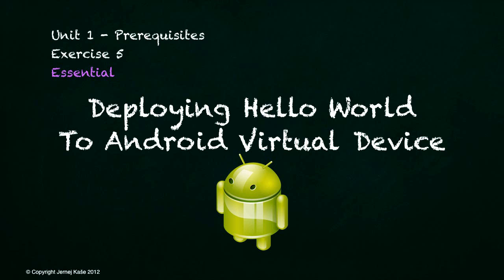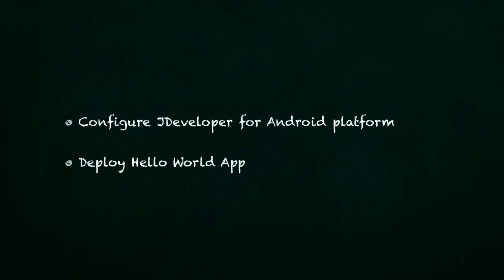Now we can actually deploy the Hello World application to the Android virtual device. In order to do that, first we're going to configure JDeveloper for the Android platform. You only need to do this once. And then we're going to deploy the Hello World application.